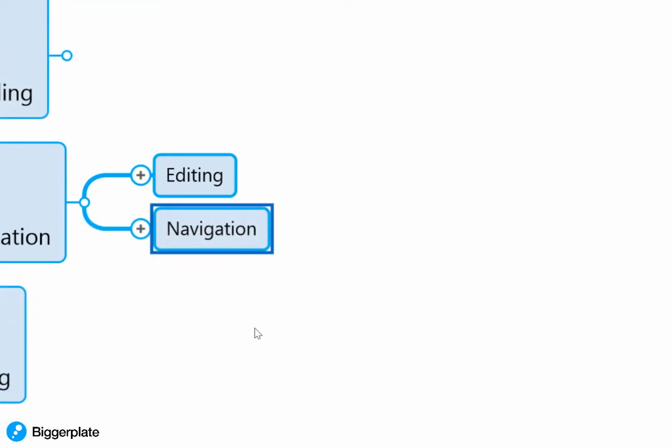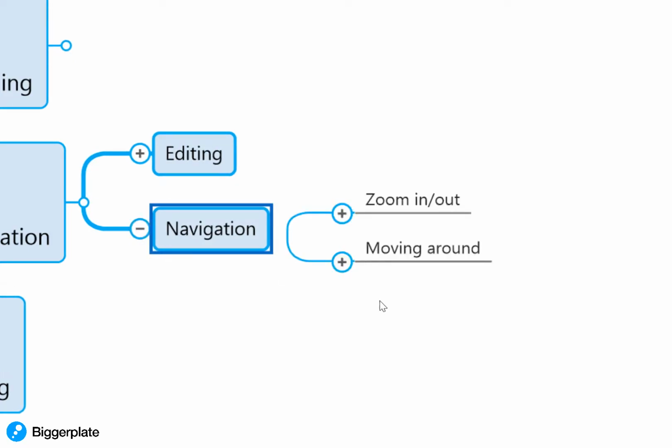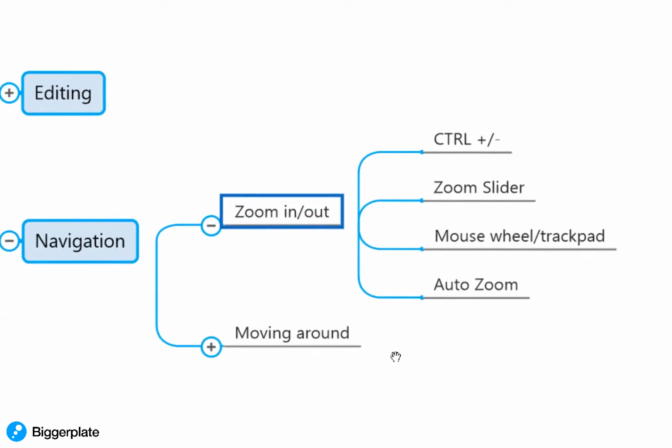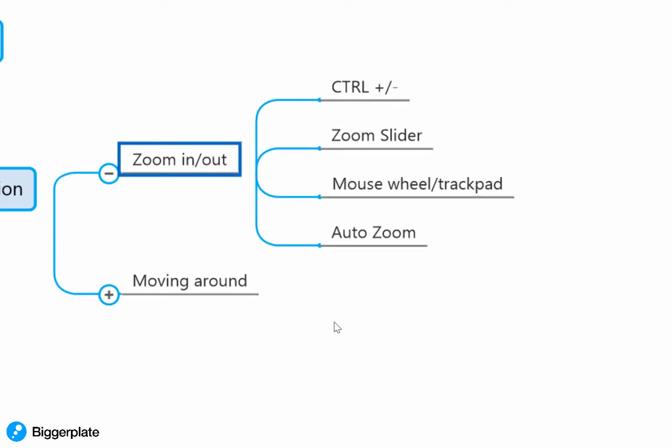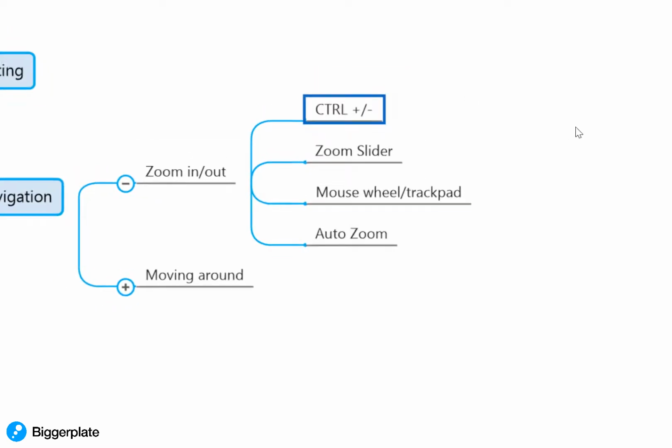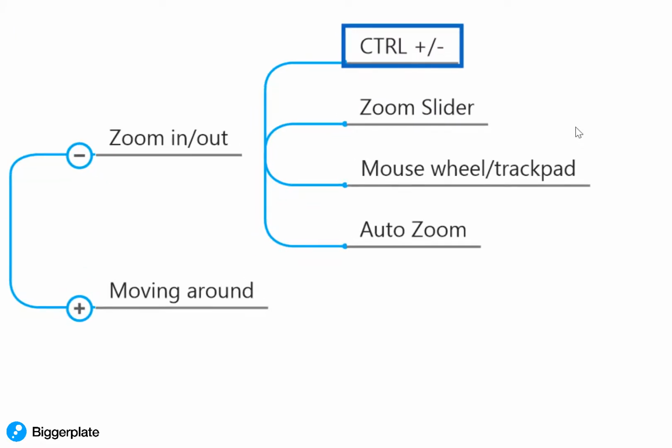Learning to navigate your way around a MindGenius map is going to be really useful once those maps start to develop and become a little bit bigger. There are a few key things we want to be able to do here. Perhaps one of the most important is to simply zoom in and out of our map, and there's multiple ways of approaching this. We can use our keyboard and the Control and plus and minus keys to simply zoom in or zoom out using the keyboard.